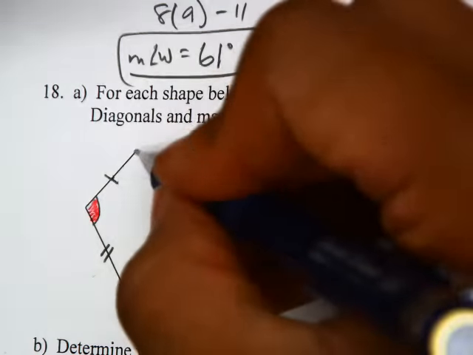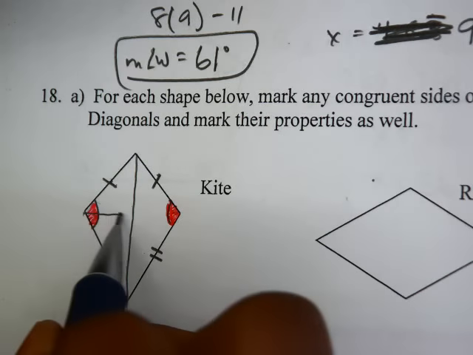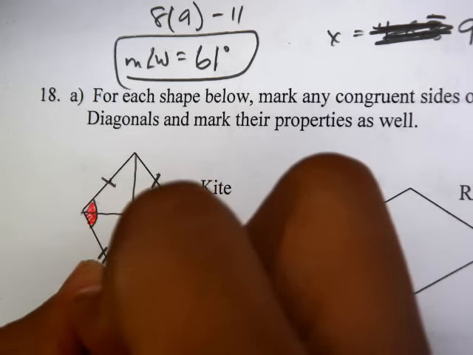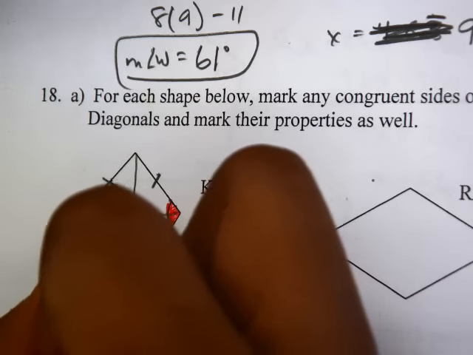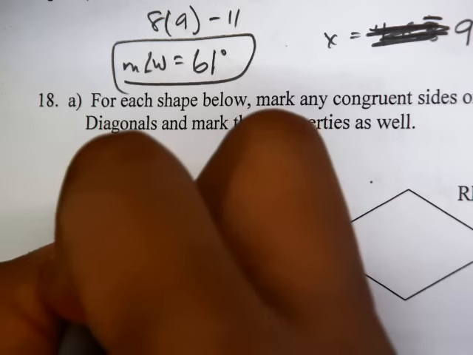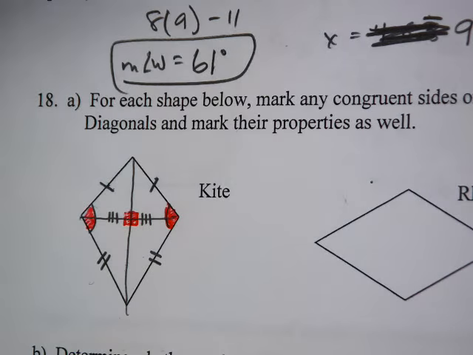They don't have any parallel lines. If I do diagonals for these kites, diagonals don't bisect or anything, except this part of the diagonal is equal to this part of the diagonal. And all kites' diagonals intersect at 90 degrees, so the diagonals are perpendicular to each other. And I think that's it for a kite.